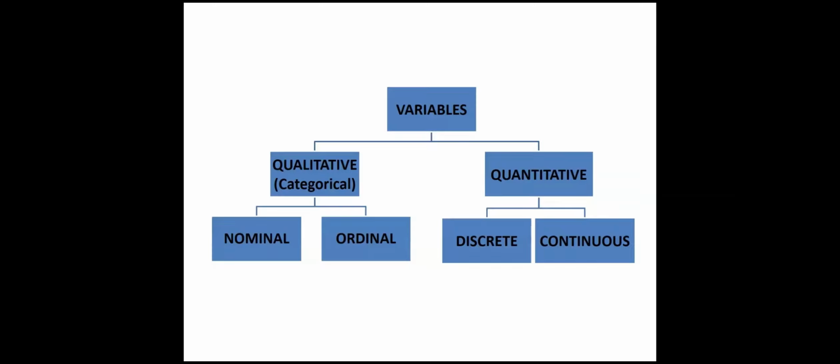Discrete is when you have whole number as the quantity measured. In reality, it cannot take a decimal. There cannot be 2.5 episodes of diarrhea. So it cannot take a decimal point. Whereas continuous, it can take a decimal point.